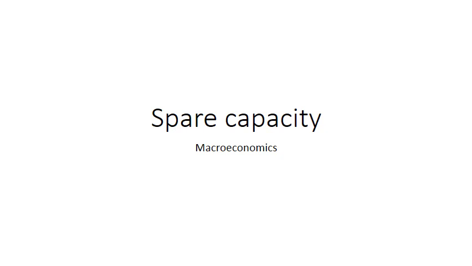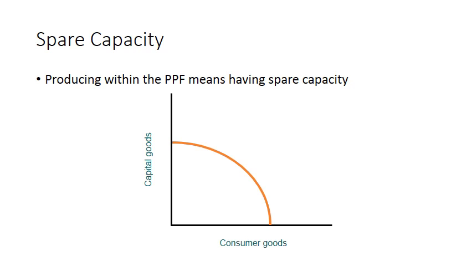This is a revision presentation on the concept of spare capacity. We're talking about this concept in the macroeconomic sense, so when the whole economy has spare capacity, rather than in the micro sense where we might be talking about an individual firm. The simplest way to illustrate the concept of spare capacity is with a PPF diagram, production possibility frontier.